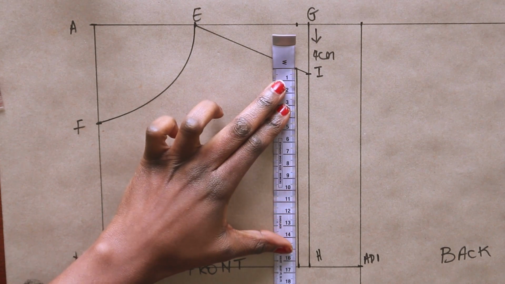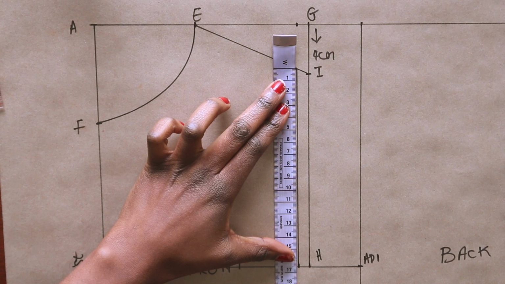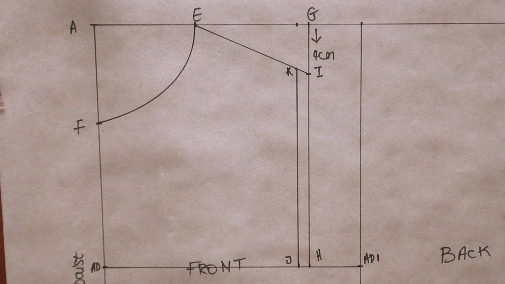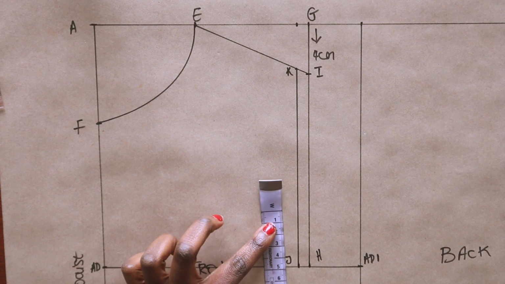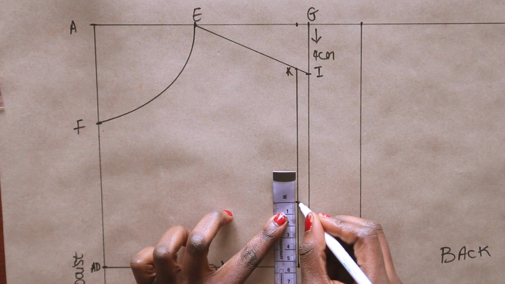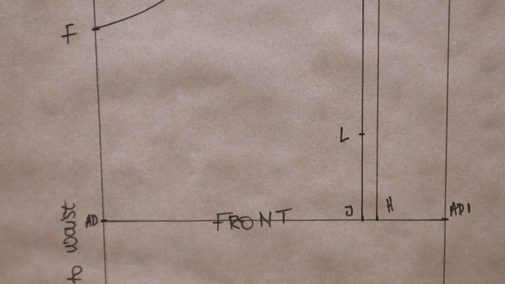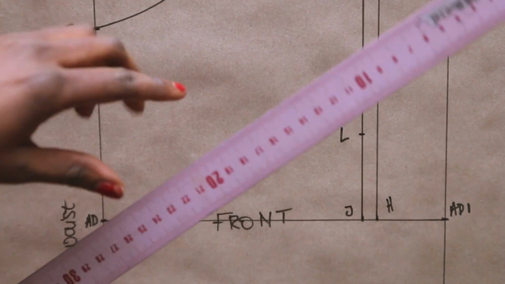Measure the distance between J and K and divide it by 3. Mark that measurement from point J upwards and label it L. Extend point J at an angle by 2 centimeters and label it M.